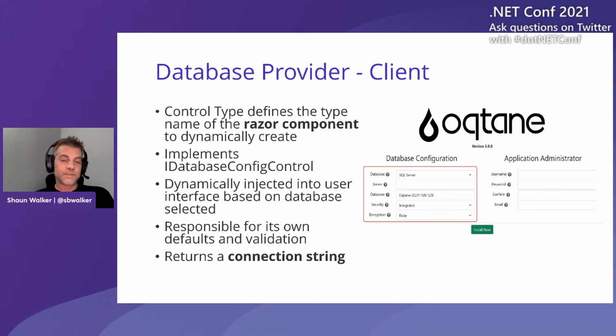So on the client side, like I said, we're using Blazor in Octane, so everything is a Razor component, of course. You define a control type, which is your user interface fragment, your Razor component. These components that are specific to database configuration have to implement a specific interface called IDatabaseConfigControl. As the user interacts with the application and chooses different database types, it automatically renders a different Razor component with different user interface options. Ultimately, what that Razor component does is return a connection string, which is used for connecting to that specific database.